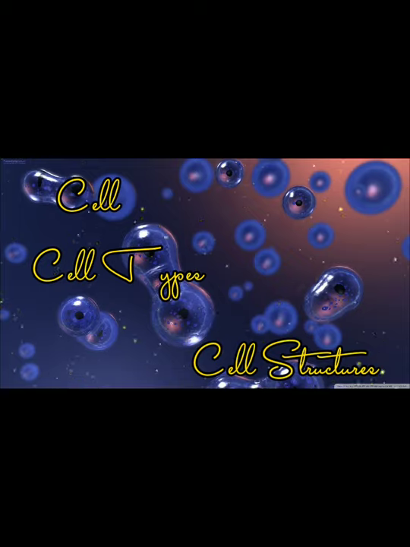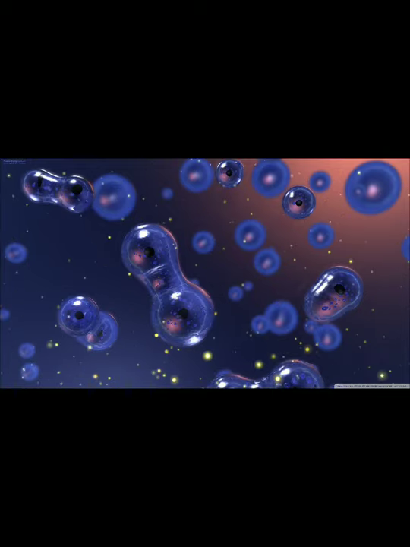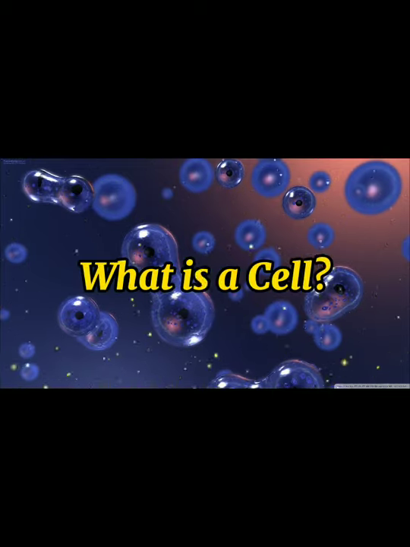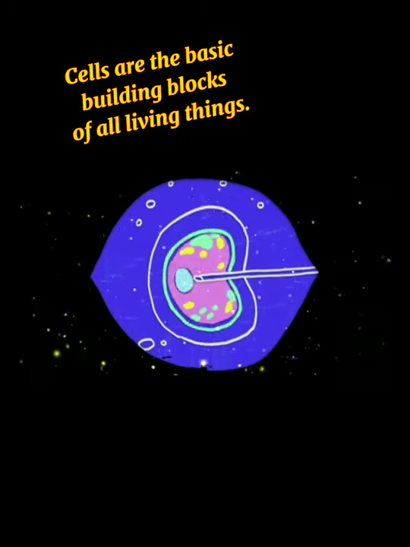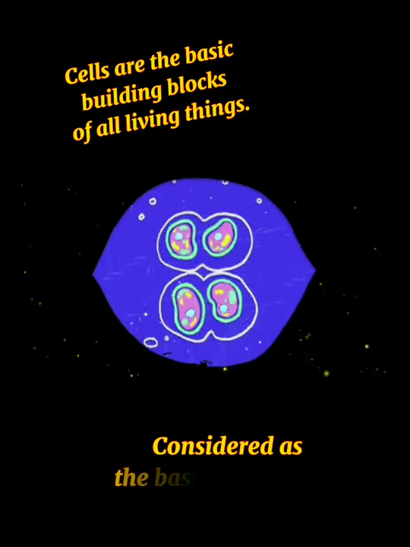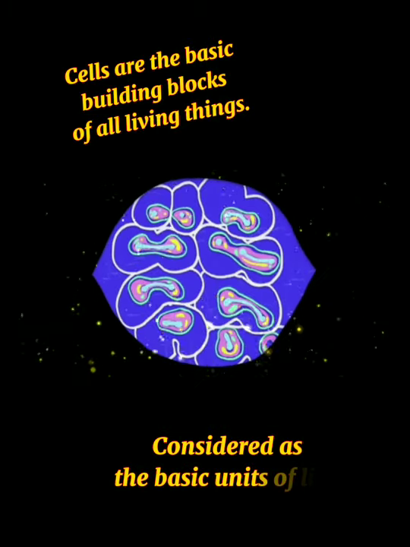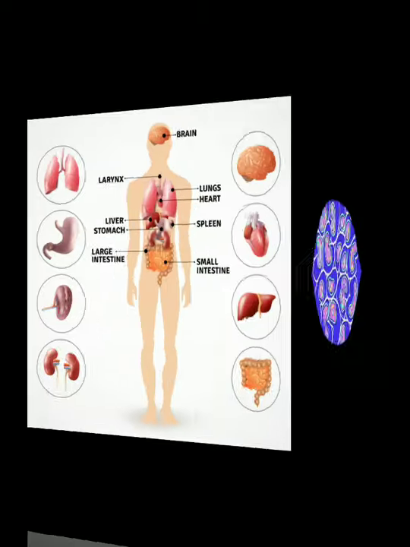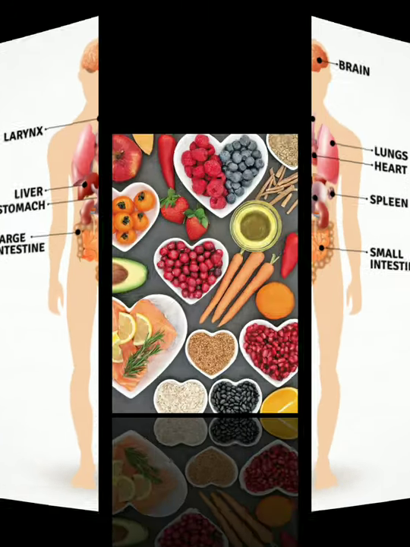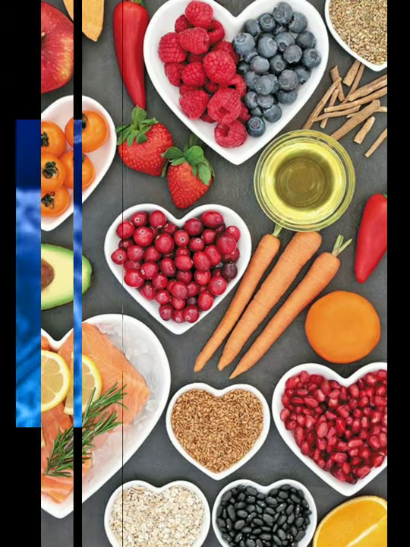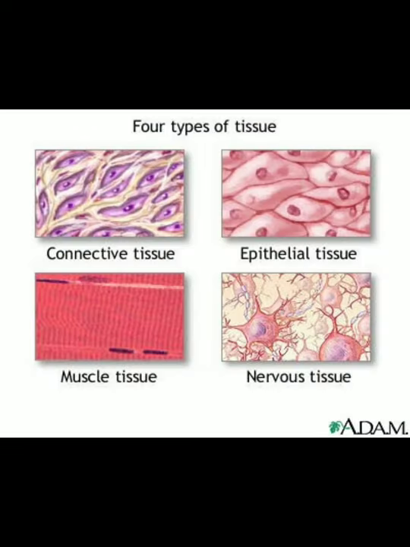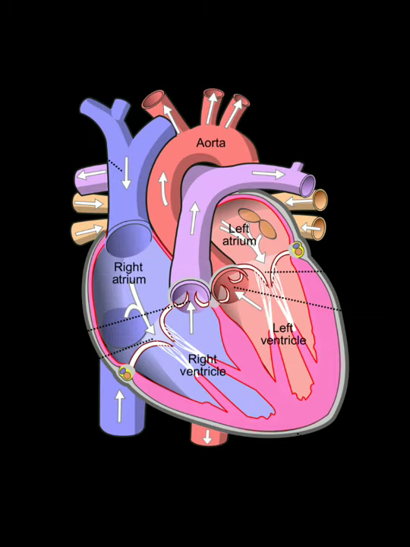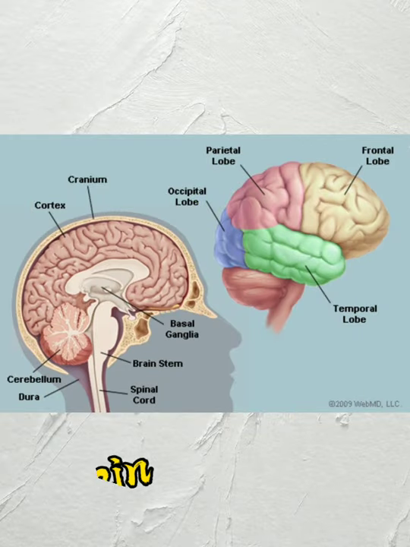But before we proceed to our main topic, let us first discuss what a cell is. Cells are the basic building blocks of all living things, or in other words, the basic units of life. They provide structure for the body, take in nutrients from food, and carry out important functions. They group together to form tissues, which in turn group together to form organs such as the heart and the brain.